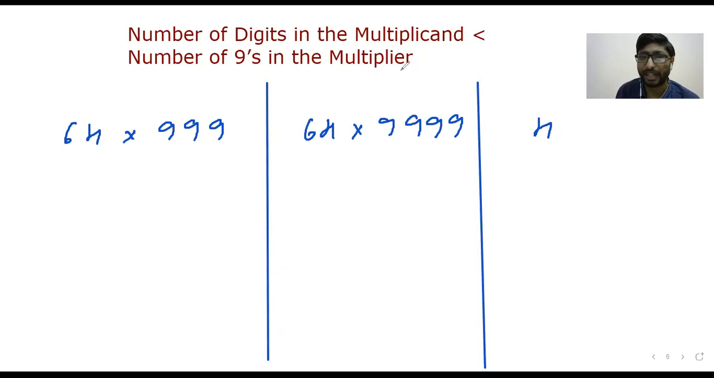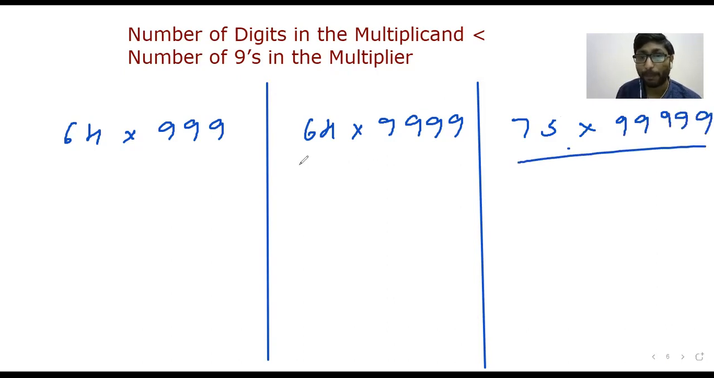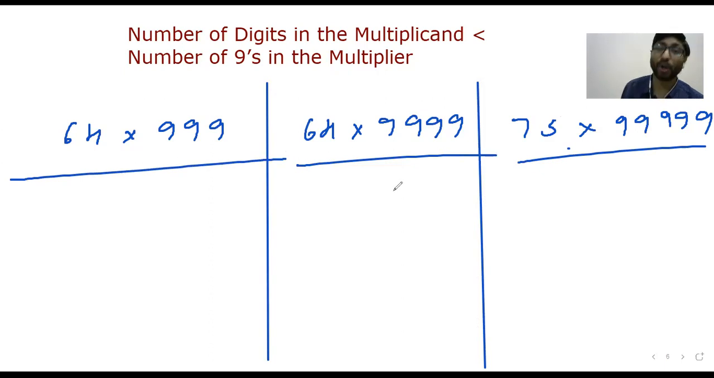I want to take random examples. 74 or 75 multiply with 5 nines. See, multiplicand and multiplier are not equal. Multiplicand is less than multiplier. Here we have 2 digits and 3 digits. 2 digits, 5 digits. Look at here now.